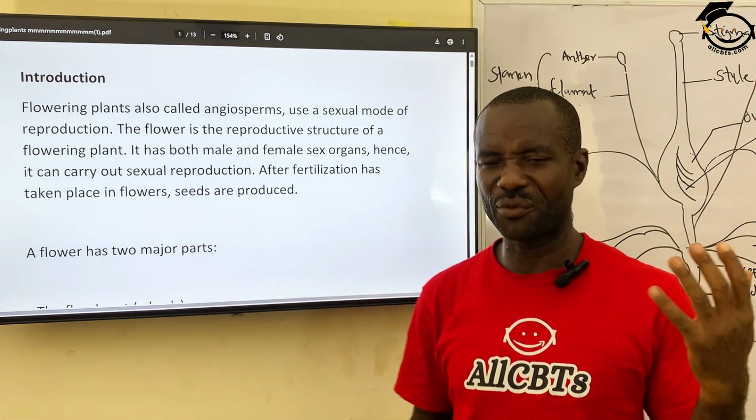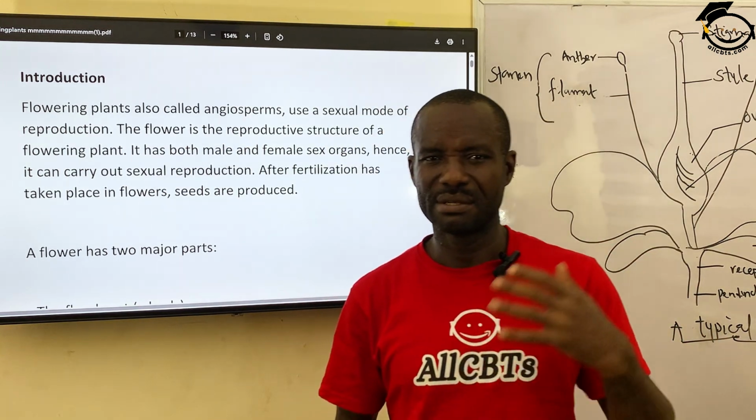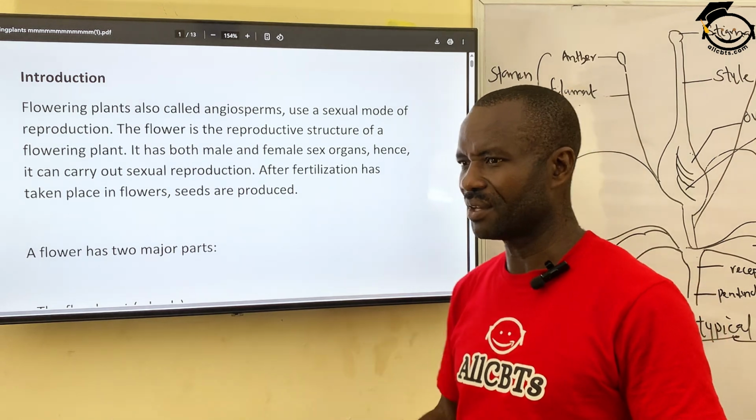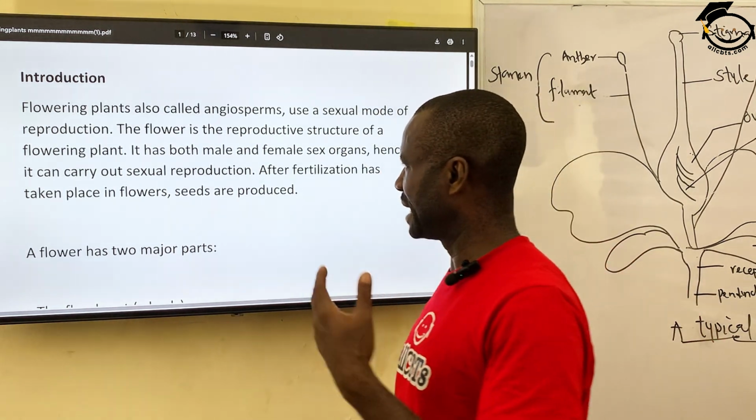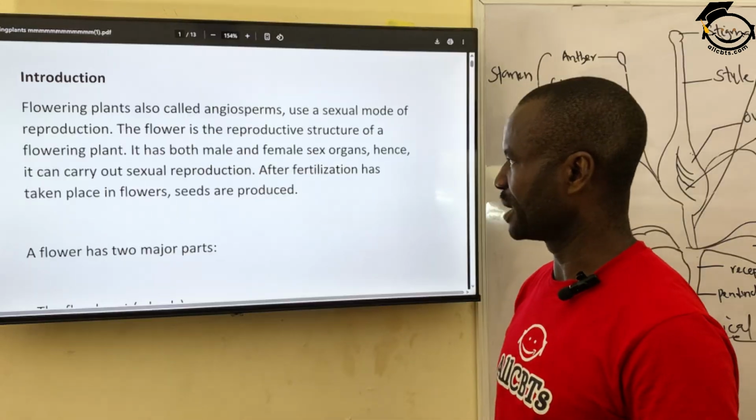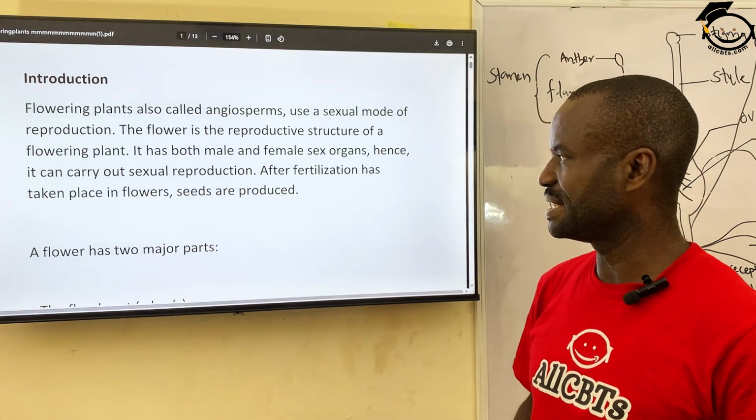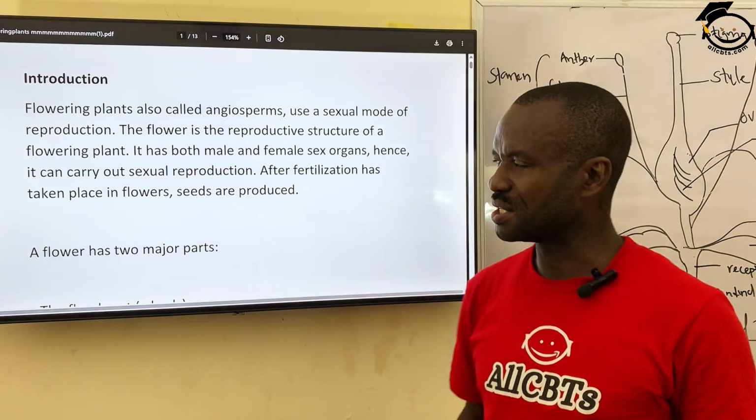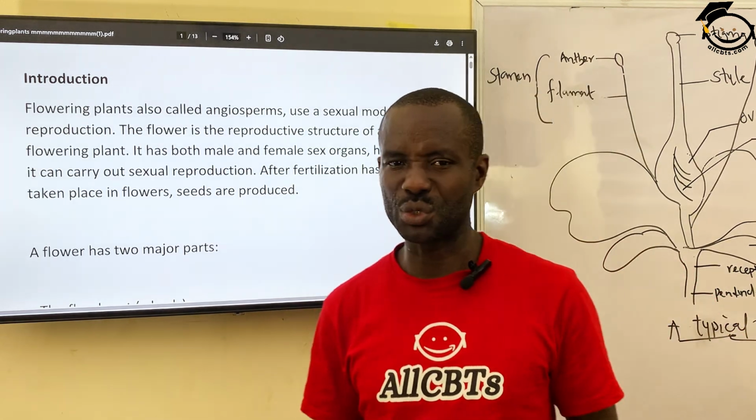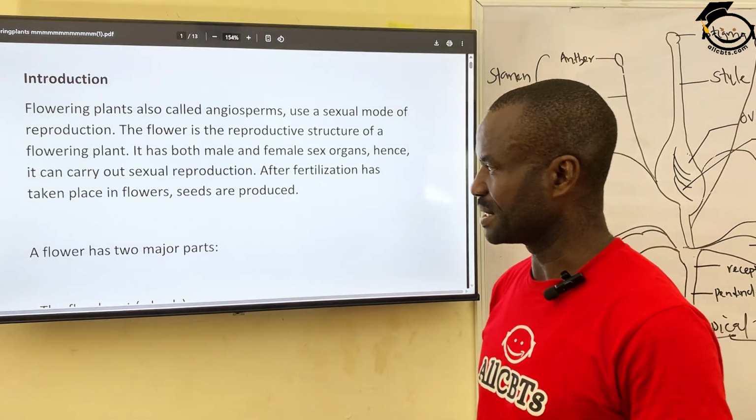Sexual reproduction involves two opposite gametes, that is male and female. A flower, being a living organism, a plant, also has what we call the male and the female sexual organs. After fertilization has taken place in a flower, seeds are produced. So after fertilization, seed is eventually produced and then fruiting of the plant takes place.